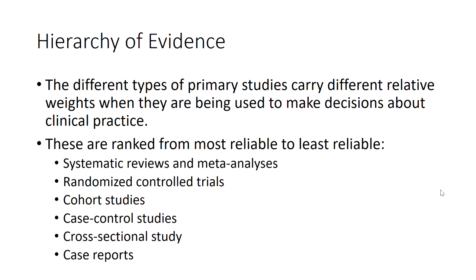So there's a hierarchy of evidence where there are different types of primary studies, and they carry different relative weights when they're being used to make decisions about clinical practice. Right now I have it ranked from most reliable to least reliable. A systematic review and a meta-analysis, though technically these are secondary research, are considered the most reliable. Then you have randomized controlled trials, cohort studies, case control studies, cross-sectional studies, and last is case reports. Case reports are the least reliable because it's usually just one case. It's very low power.